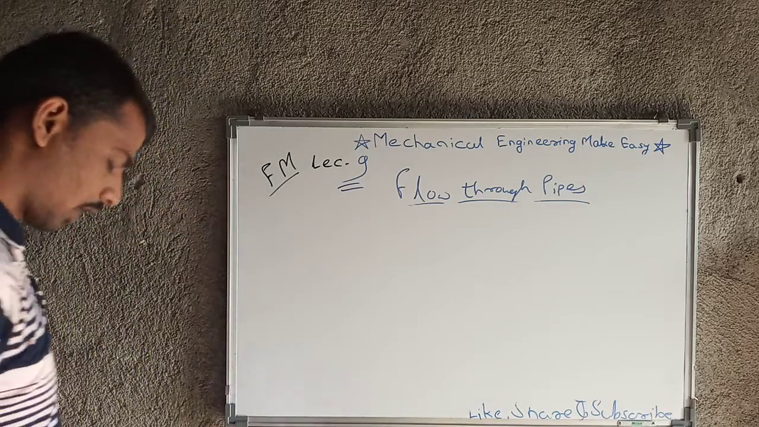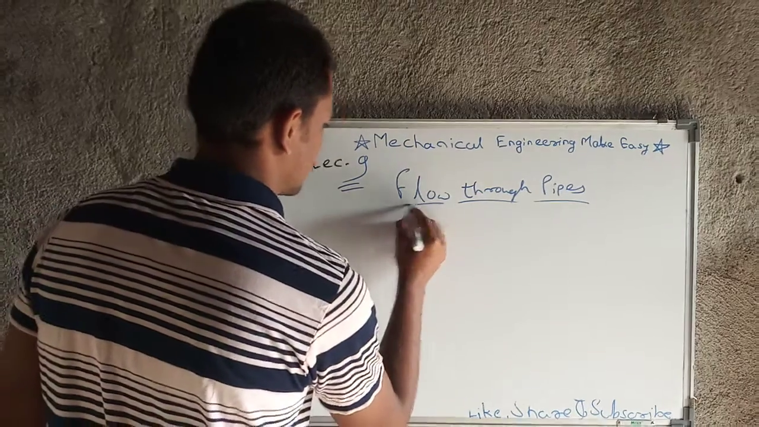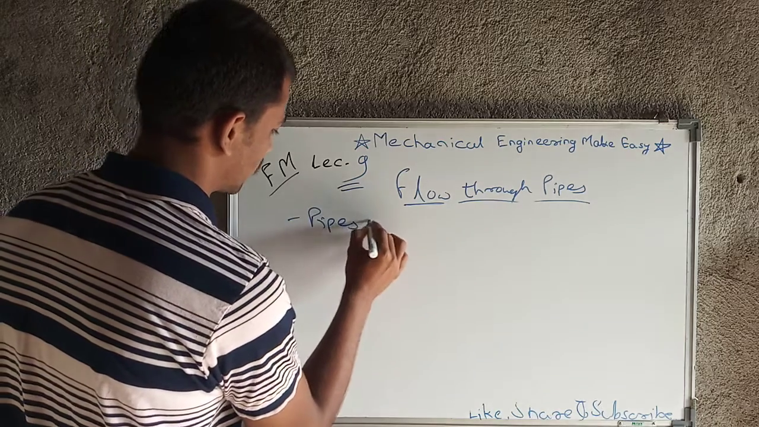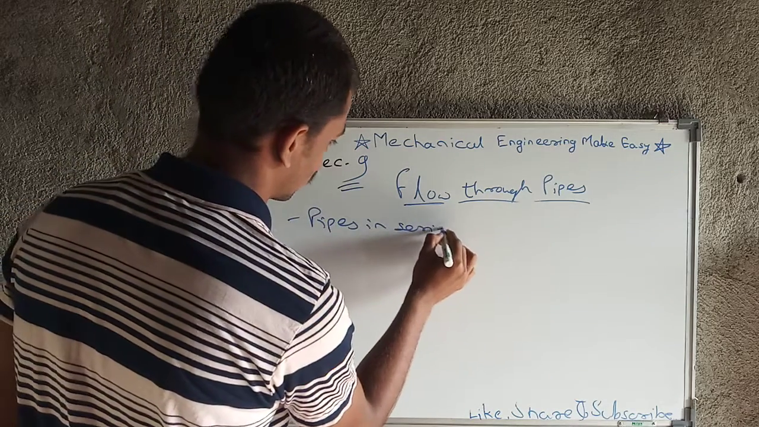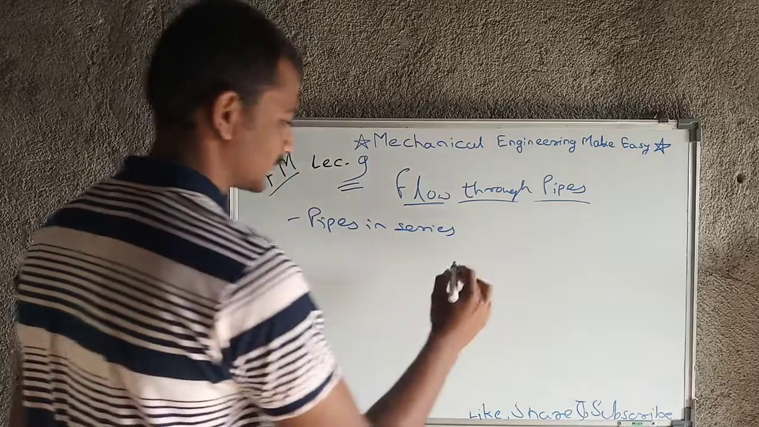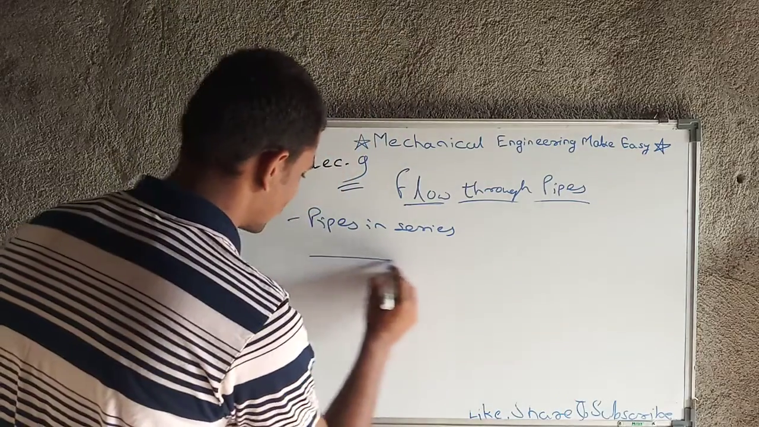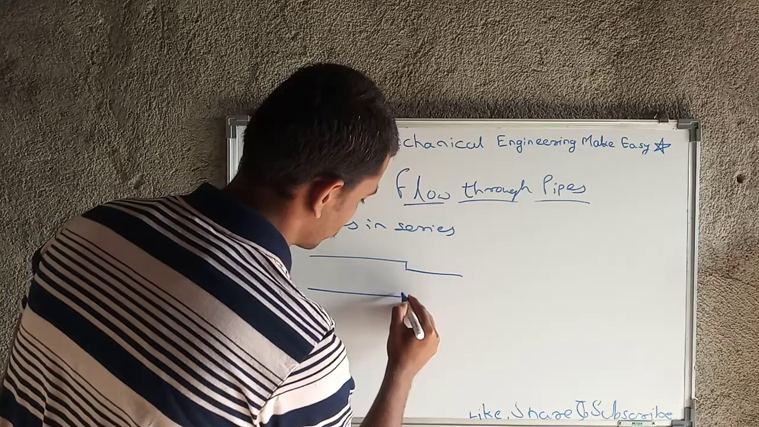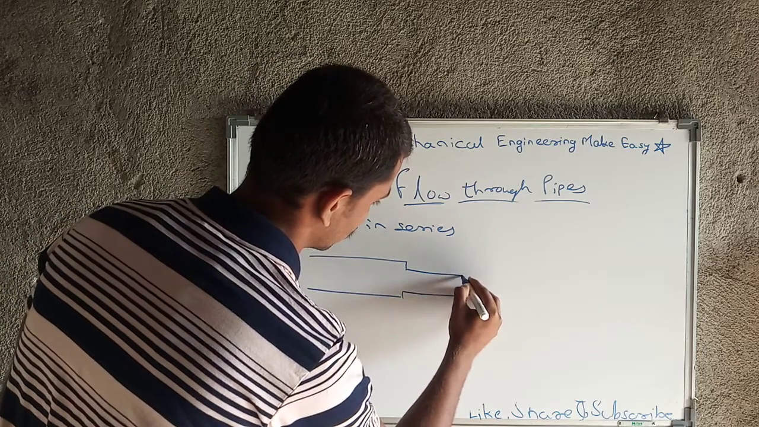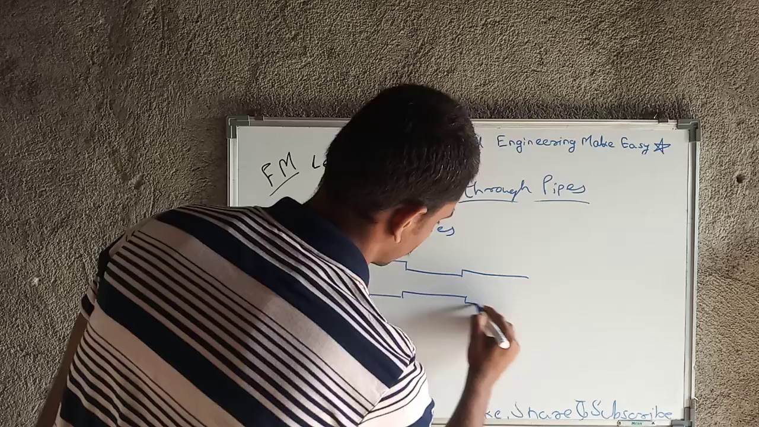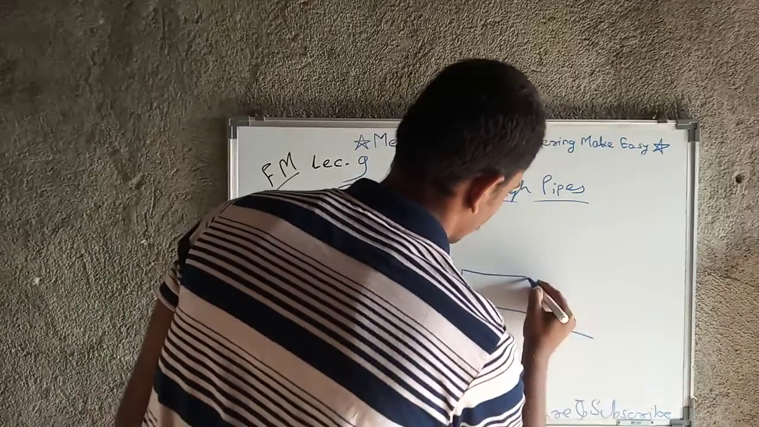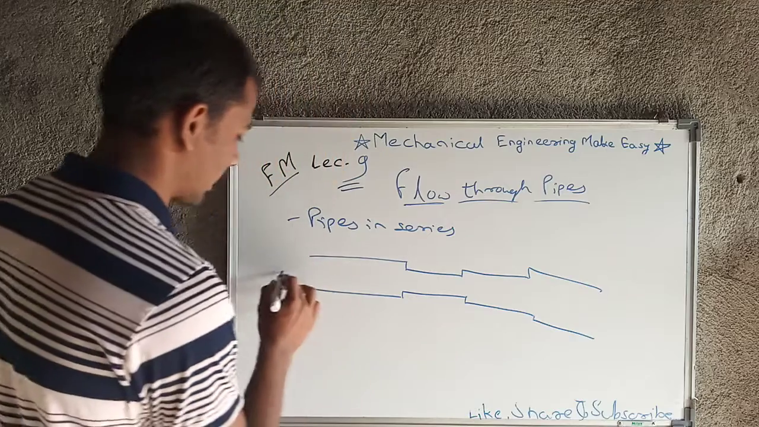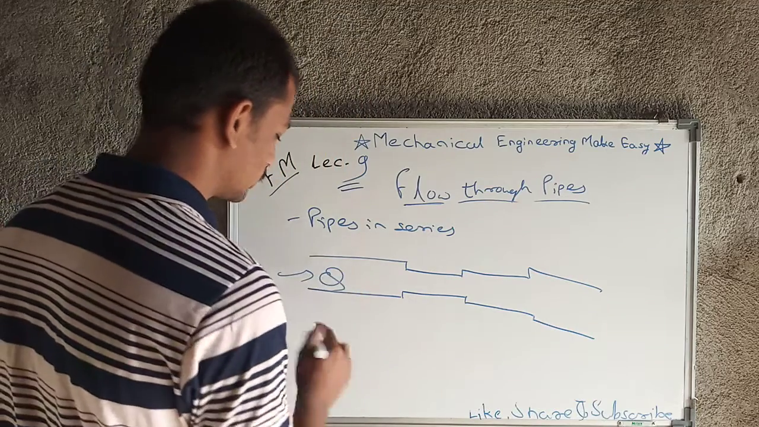After that, there are two cases, that is pipes in series and pipes in parallel. So what exactly are pipes in series? This type of case may be there. These pipes are in series, and so discharge is constant.